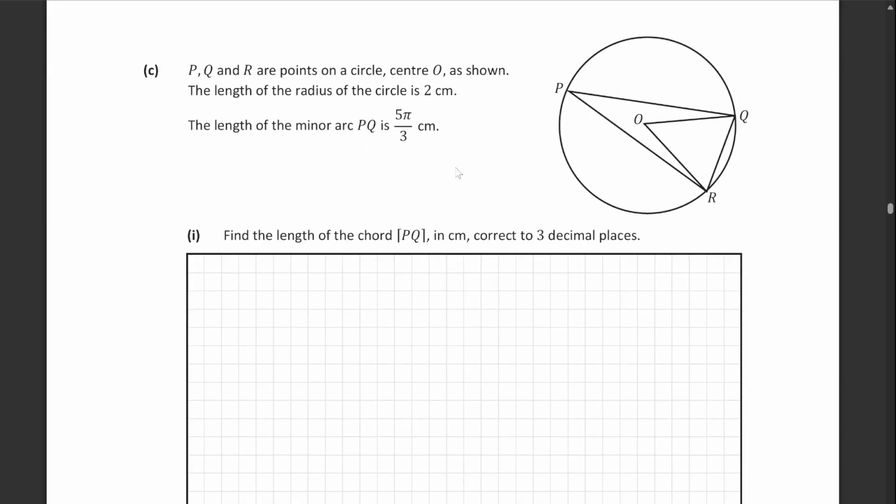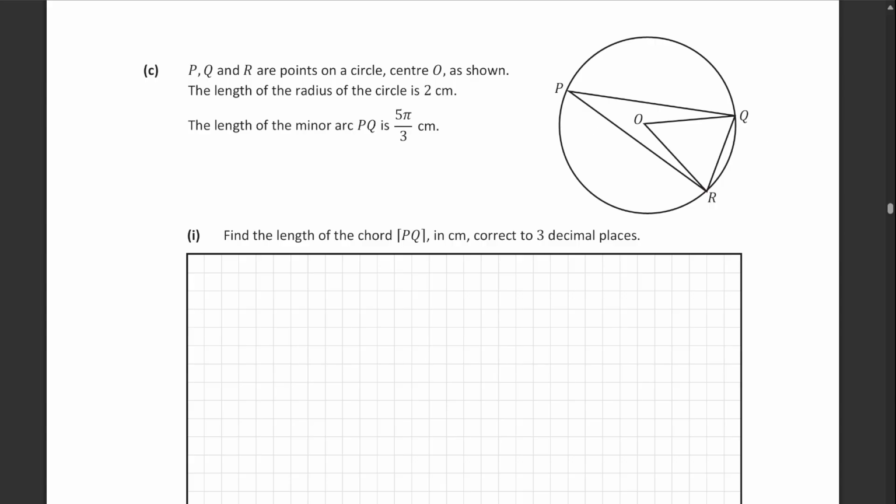Oh, the classic arrowhead. That's always a fun question to do with students. PQ and R, points of a circle. Length of radius is 2. Length of the minor arc PQ. PQ? Oh, PQ there. Okay. I thought it meant the arc is in the... Yeah, no, minor arc is just that.